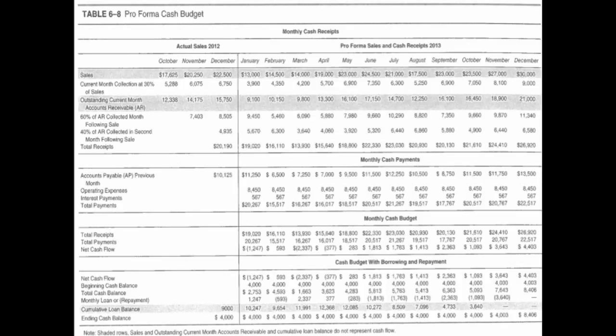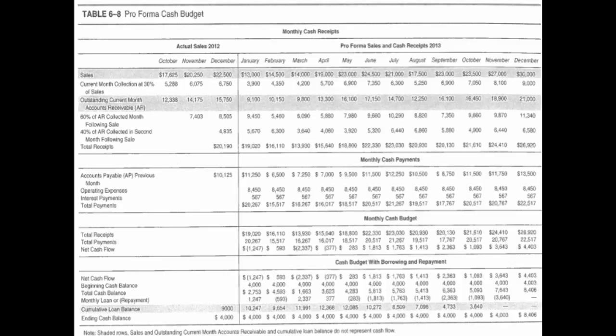The final section of the pro forma cash budget is a summary of the flow of cash balances and the cash response to monthly cash surplus and shortage. In January, the beginning cash balance was $4,000, the ending cash balance for December. The business had a cash shortage in January of $1,247, but made up for that by drawing the same amount from a bank line of credit, thereby maintaining an ending January cash balance of $4,000.